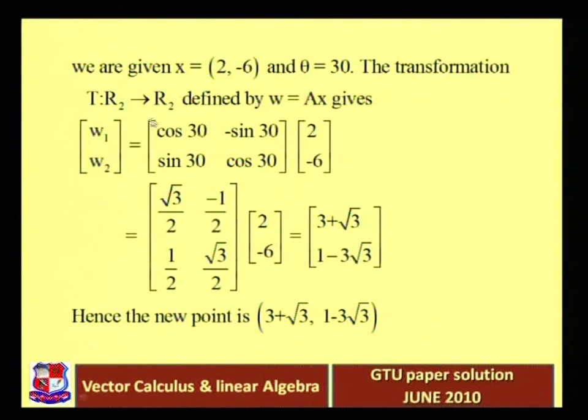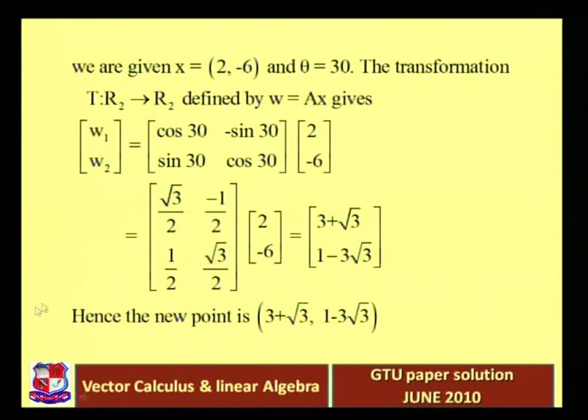So the transformation T from R2 to R2 defined by w is equal to Ax gives w1, w2 equal to cos 30, minus sin 30, sin 30, cos 30, into 2, minus 6. So put the value of cos 30 and sin 30 in this matrix. Cos 30 is root 3 by 2 and sin 30 is 1 by 2. So we put the values: root 3 by 2, minus 1 by 2, 1 by 2, root 3 by 2, multiplied with 2, minus 6. This is simple matrix multiplication.